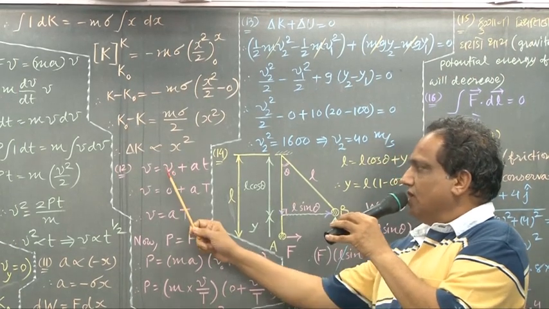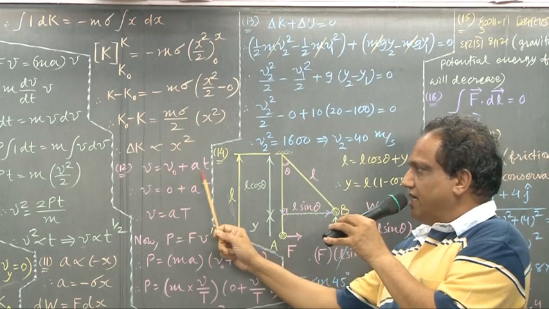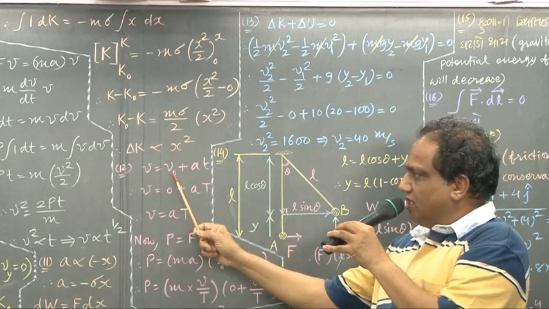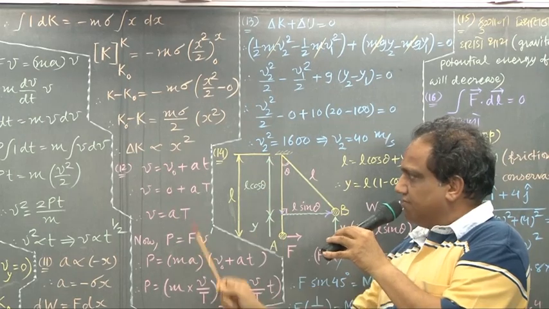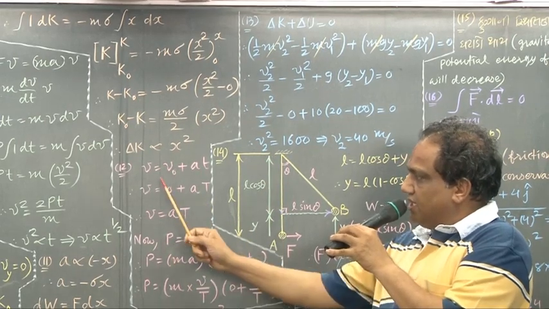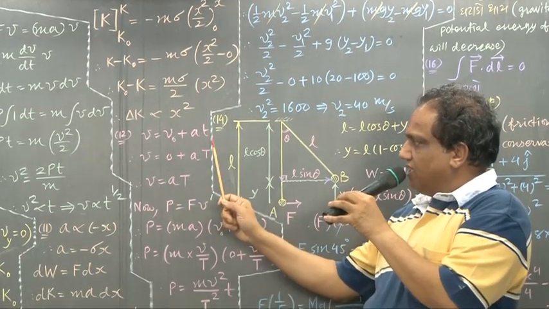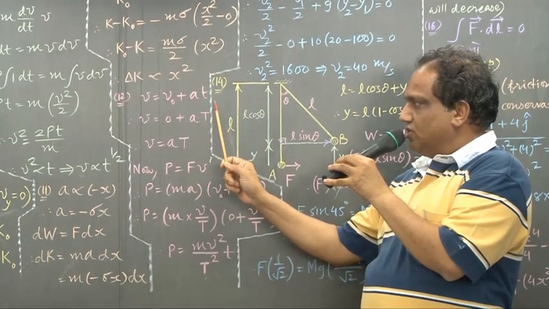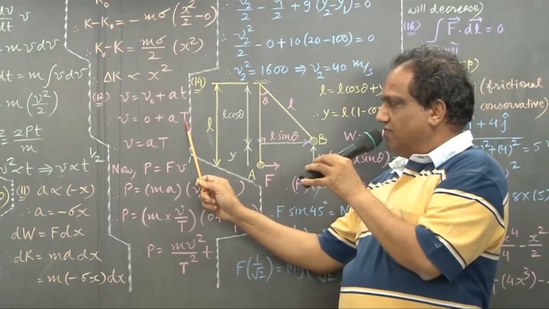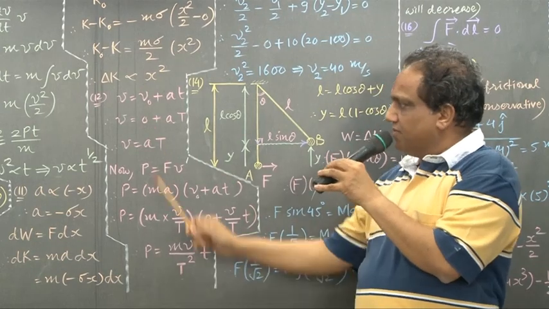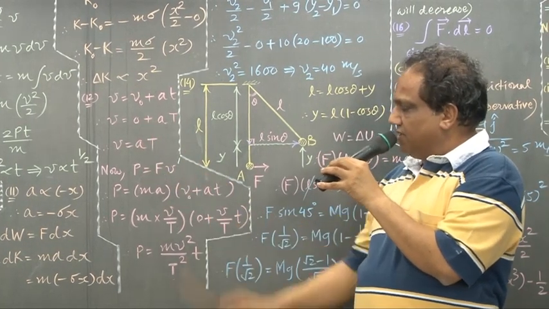Look, v equals v0 plus at. Initial velocity is 0 because the body starts from rest. Acceleration as it is. This much velocity is achieved by the body at the end of time, which is given as capital T. So instead of small t, time lapse is given to us as capital T. No problem. 0 plus at, that is at only.